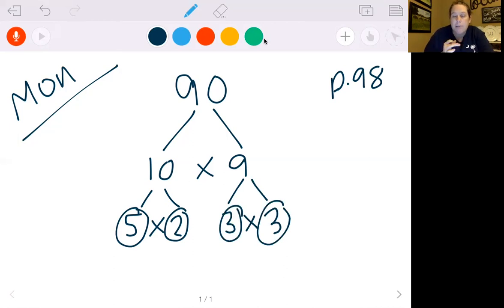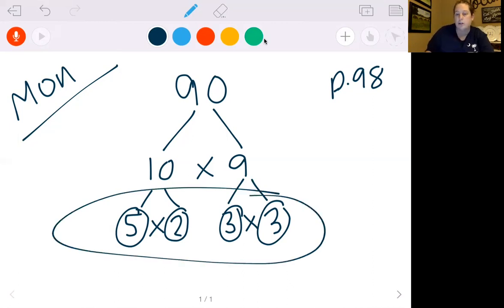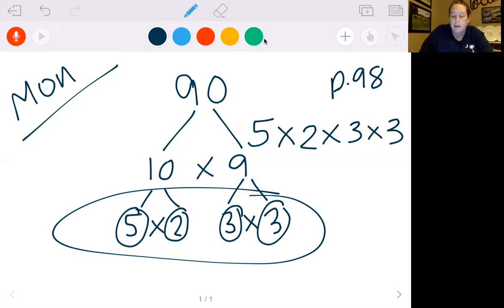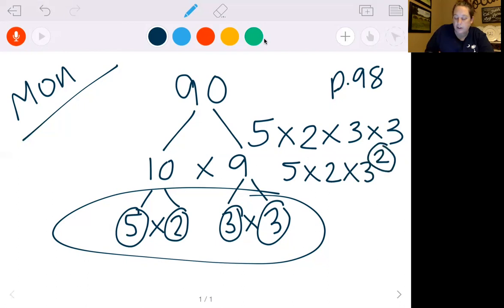So to make my prime factorization, I would list all of these numbers out in a special way. It doesn't really matter what order you go in, so we can go in this order. We can do 5 times 2 times 3 times 3. However, it is a lot better if we do 5 times 2 times 3 squared. That little exponent, squared, tells me that we have 2 of these 3's. So that would be our final answer right here, okay?